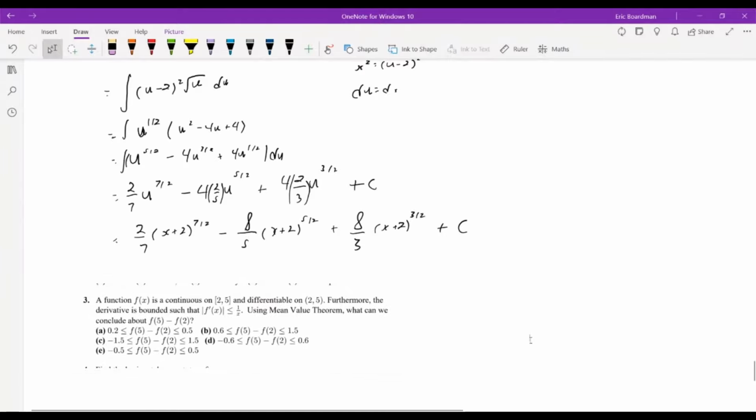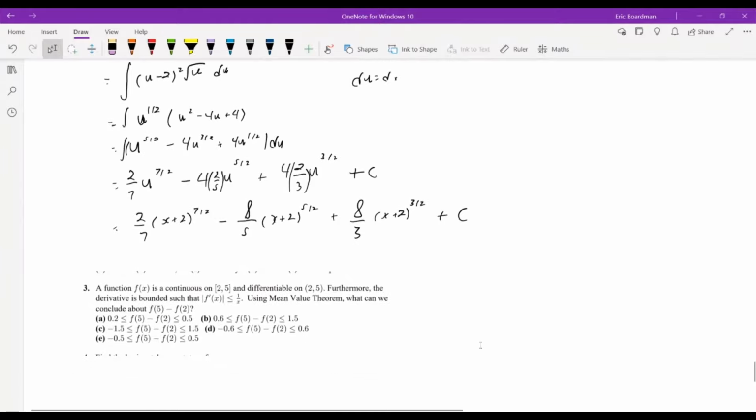So I think this is going to be the last question. The function f of x is continuous on the closed interval 2 to 5 and differentiable on the open interval 2 to 5. Furthermore, the derivative is bounded such that the absolute value of f prime of x is less than or equal to 1 over x. Using the mean value theorem, what can we conclude about f of 5 minus f of 2?